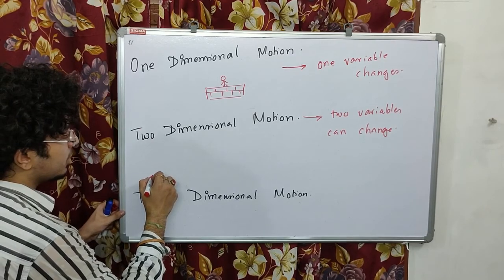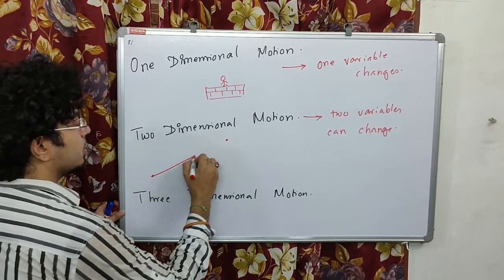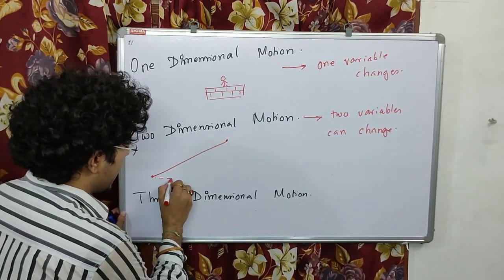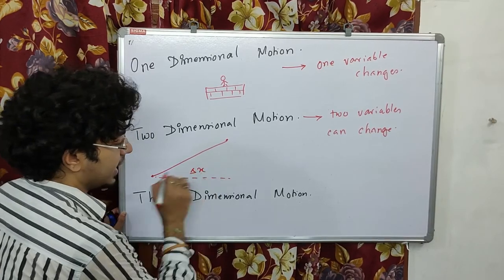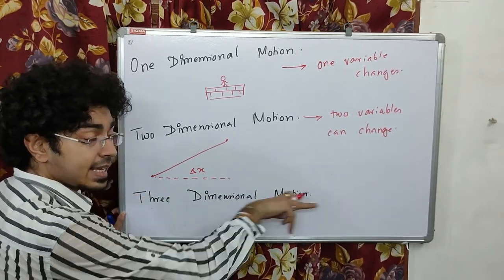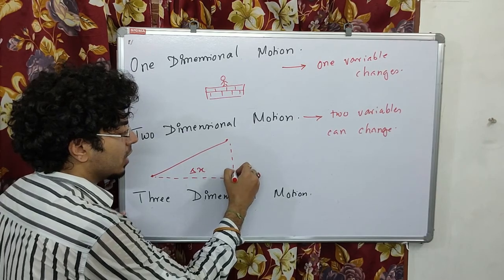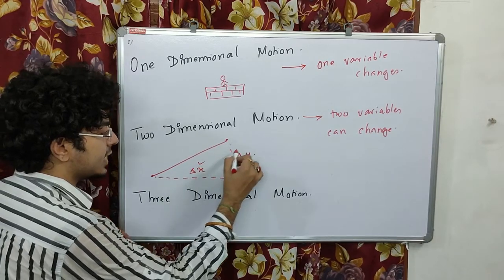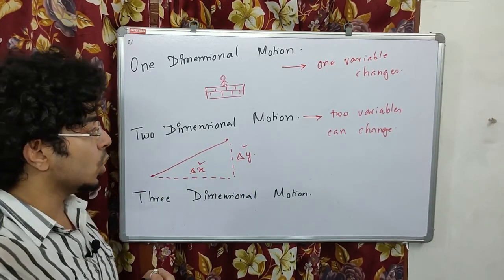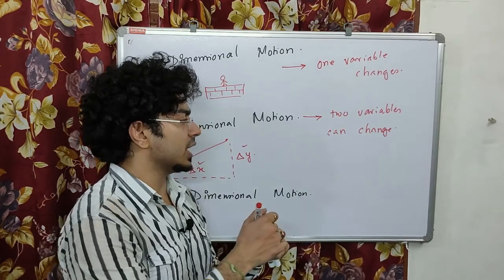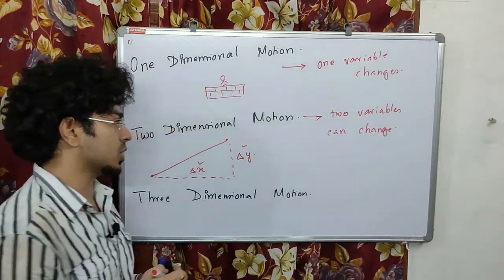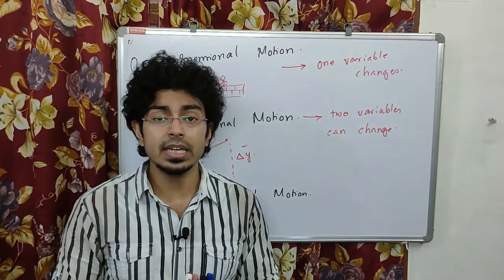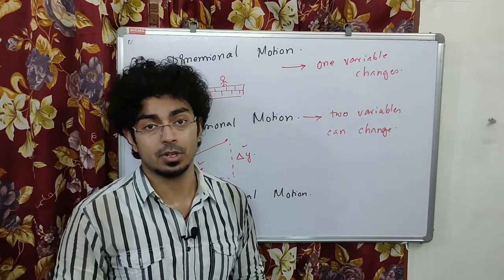So if I try to move from this point to this point, that means I have to change two coordinates. Along this side there has to be a change in x, which I am considering as the x direction, and along this, which I am considering as the y direction. So I have a change of both x and y coordinates. So I have to say two variables can change in two-dimensional motion. If any person is moving in an area, that is also an example of two-dimensional motion.